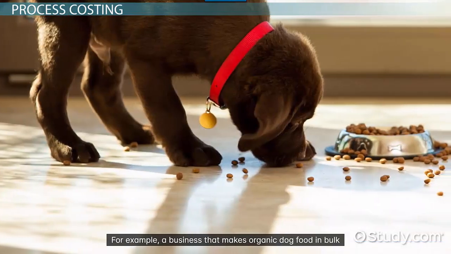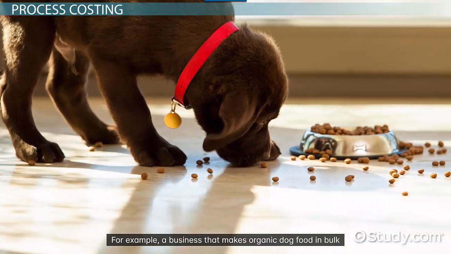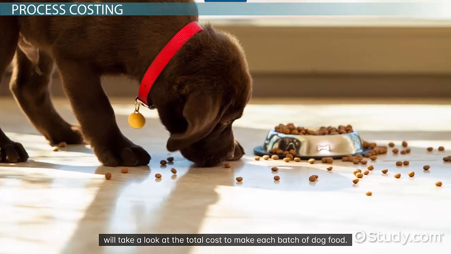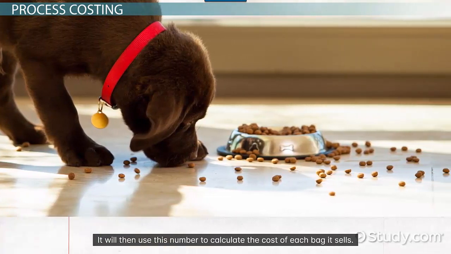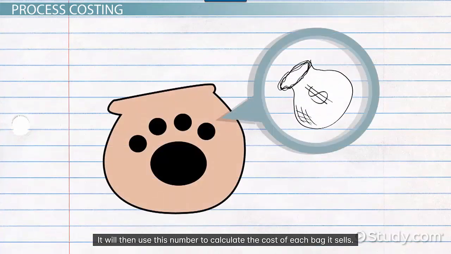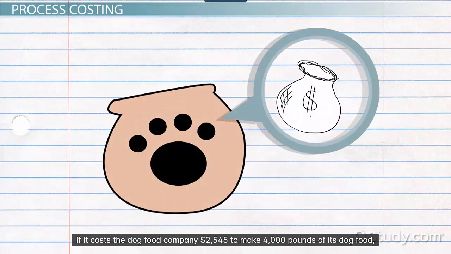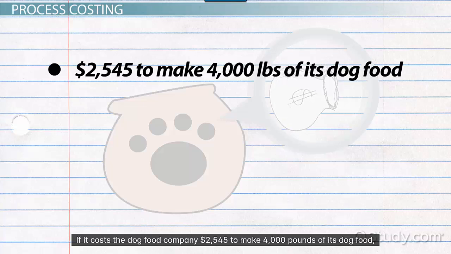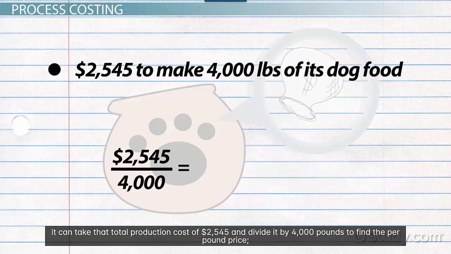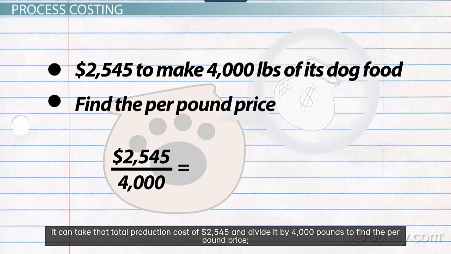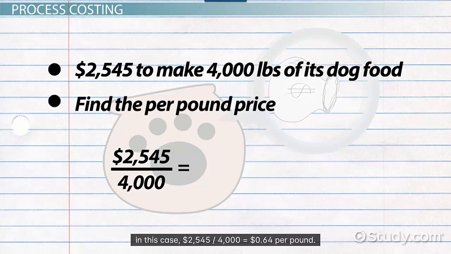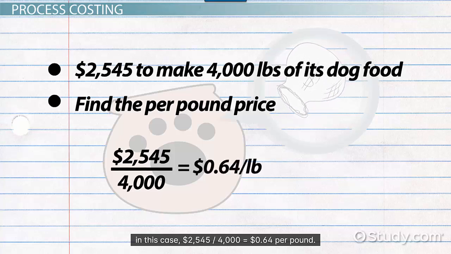For example, a business that makes organic dog food in bulk will take a look at the total cost to make each batch of dog food. It will then use this number to calculate the cost of each bag it sells. If it costs the dog food company $2,545 to make 4,000 pounds of its dog food, it can take that total production cost of $2,545 and divide it by 4,000 pounds to find the per pound price. In this case, 2,545 divided by 4,000 equals 64 cents per pound.